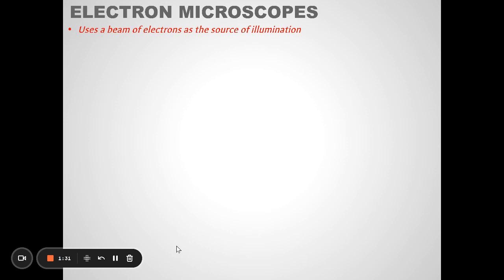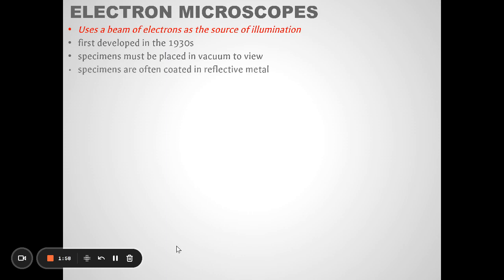So it uses this beam of electrons to make an image. These first started to be created in 1930, so a lot later than the light microscopes. We talked a little bit the other day about the history of microscopes. They were developed in the 1930s, and they work a little differently because whatever you're looking at has to be in a vacuum, a chamber that has no air and no molecules.